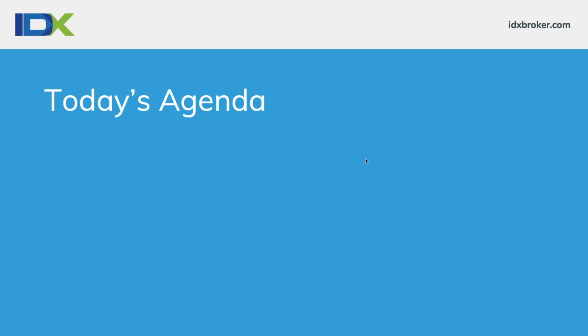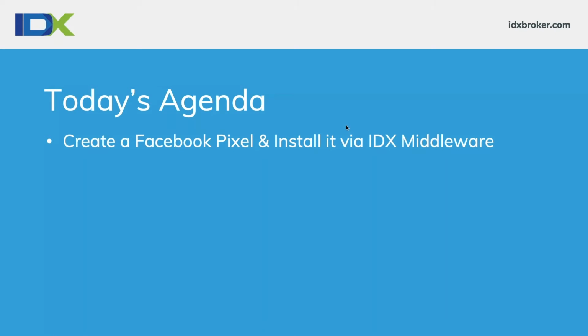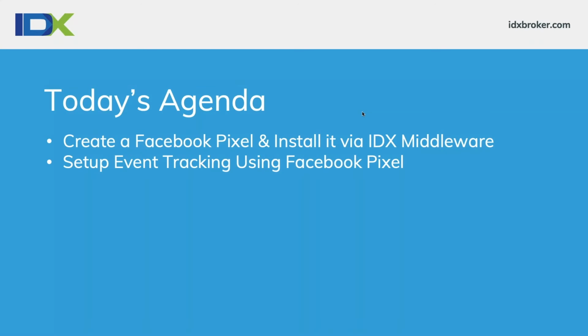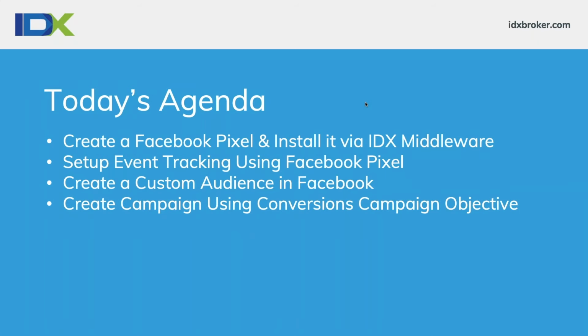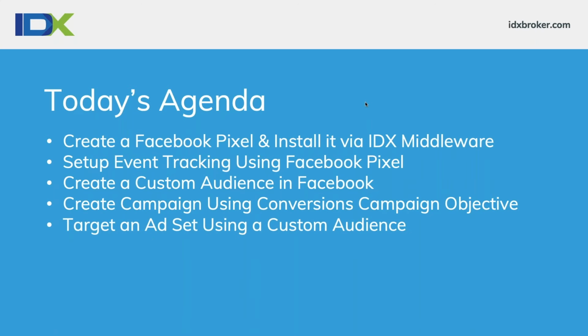Today we'll be going over creating a Facebook pixel and installing it via IDX middleware. I'll also be setting up event tracking using Facebook Pixel, creating a custom audience in Facebook, and then creating a campaign using the Conversions campaign objective, targeting an ad set using a custom audience, and then editing ad set placement. So if you do decide to do pay-per-click advertising on Facebook, these are the little tips and tricks that you can use to be as successful as possible.